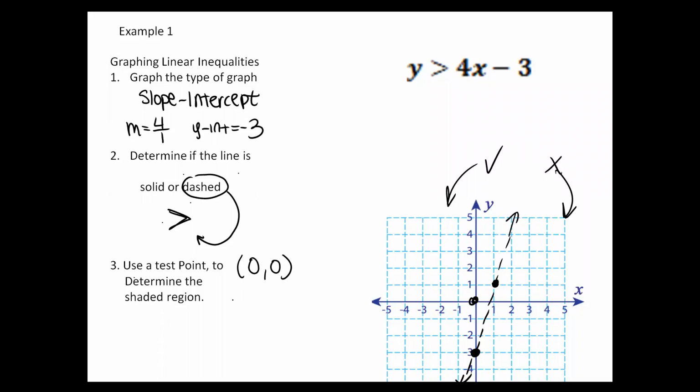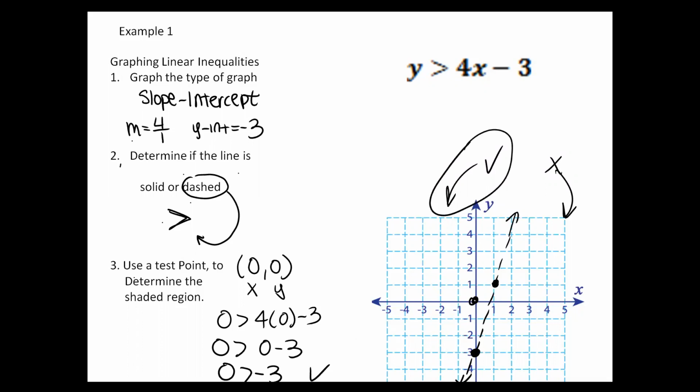Okay, so using our test point, I know that my x is first, my y is second, so I'm going to plug it in. 0 is greater than 4 times 0 minus 3. 0 is greater than 0 minus 3, or 0 is strictly greater than negative 3. In this case, 0 is greater than negative 3. We knew that to be true. So because this is a true statement, we're going to shade this side of our line.